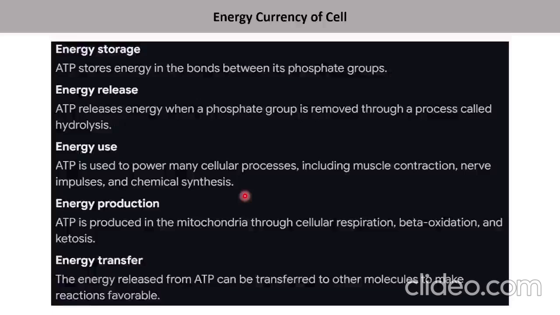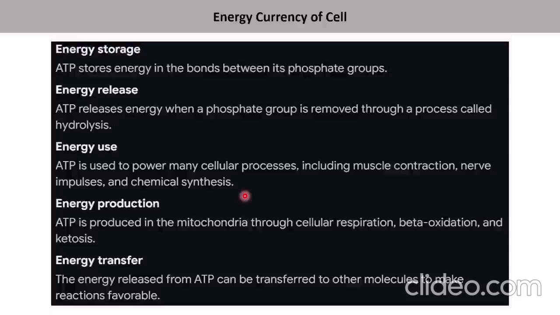There is one more thing that ATP can do: it can also transfer the energy to make another reaction happen. Suppose there's a reaction where one compound has to be converted to another compound, and it requires some threshold of energy. In that case, ATP will remove its phosphate, and the energy generated from removing this phosphate group will be utilized to convert one molecule to the other molecule.